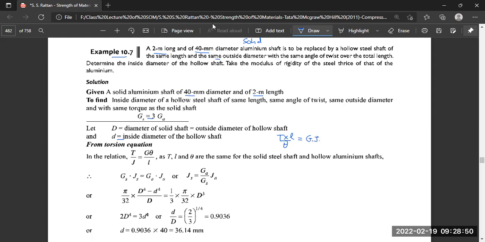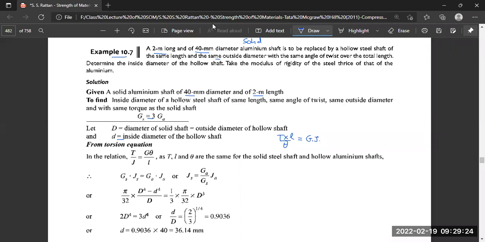Now, what is given is this: the torque, length and angular twist are the same for both the shafts. So G into J for aluminum, meaning the modulus of rigidity of the aluminum shaft multiplied by the polar moment of inertia of the aluminum shaft, is equal to the same for the steel shaft, which is given as GS, JS for steel, and GA, JA for aluminum.